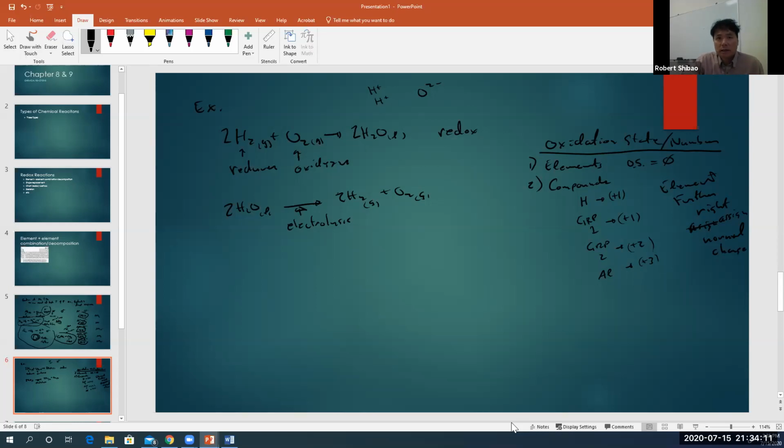All right, so let's take a look at H2O. With H2O, we assign hydrogen first, and so that's +1. And then oxygen is going to be its normal charge at -2 here.